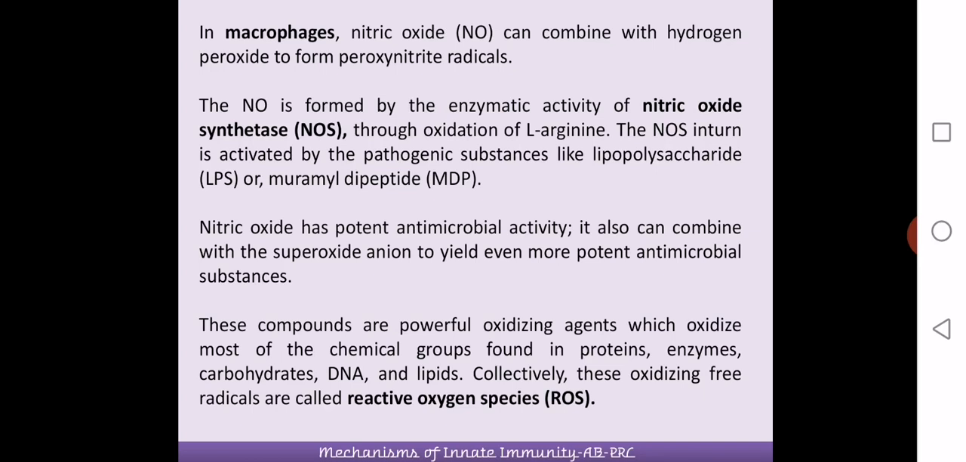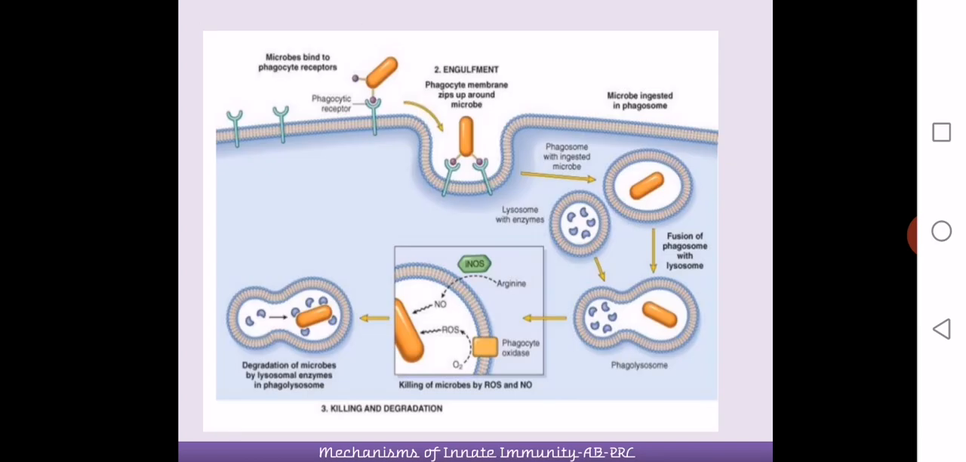Collectively all these compounds are powerful oxidizing agents, which can oxidize most of the chemical groups found in the proteins, enzymes, carbohydrates, DNA, lipids, and various other biomolecules present in external substances like the bacteria. So they will be destroyed ultimately, and collectively all these reactive molecules are called reactive oxygen species. So this image is a comprised image of phagocytosis. There is attachment, engulfment, phagosome and phagolysosome formation, and the destruction.